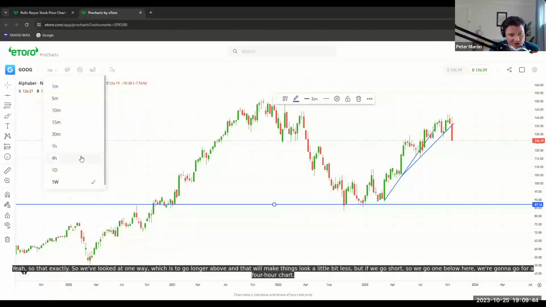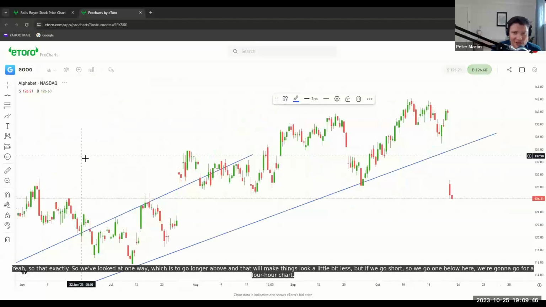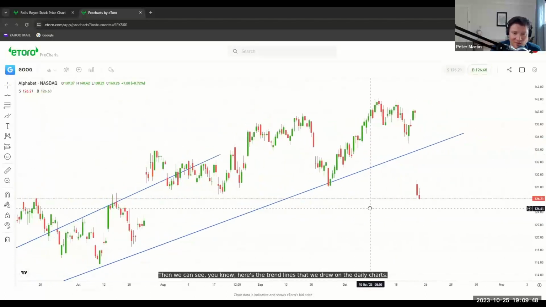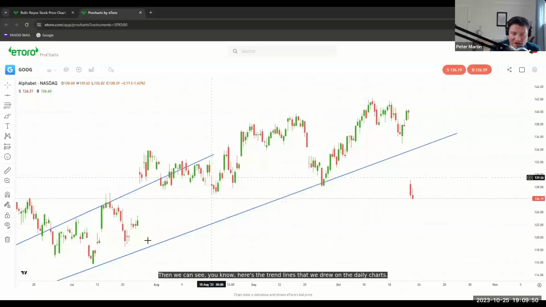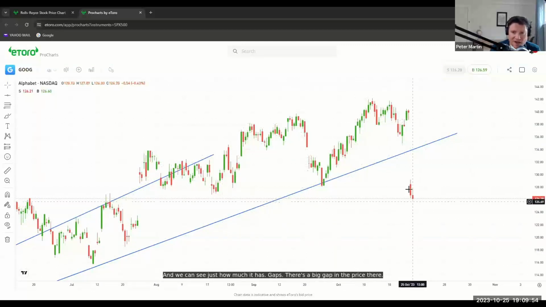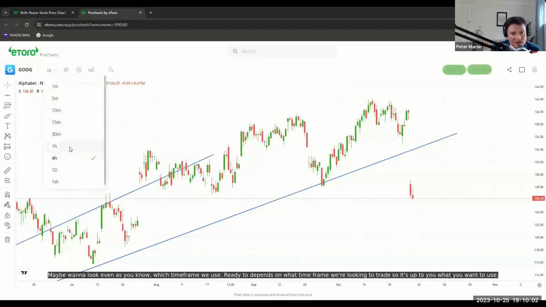But if we go short, so we go one below here, to a 4-hour chart, then we can see here are the trend lines that we drew on the daily chart, and we can see just how much it has gapped. There's a big gap in the price there. Maybe we want to look even shorter.